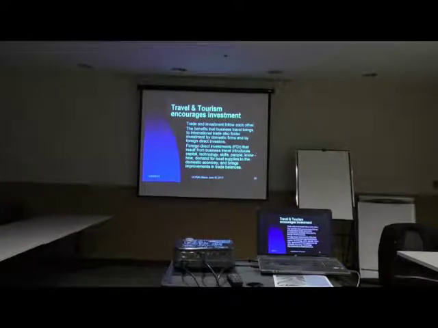Travel and tourism encourages investment. Trade and investment follow each other. The benefits that business travel brings to international trade also foster investment by domestic firms and by foreign direct investors. Foreign direct investments, FDI, that result from business travel introduce capital, technology, skills, people, know-how, and demand for local supplies to the domestic economy, and bring improvements in trade balances.